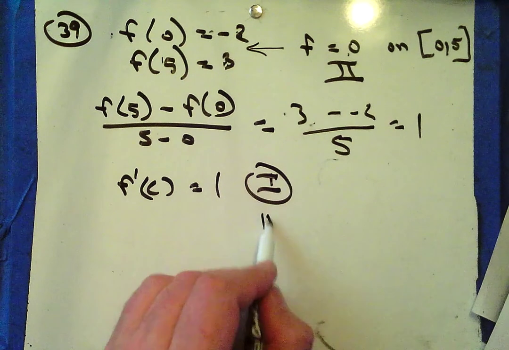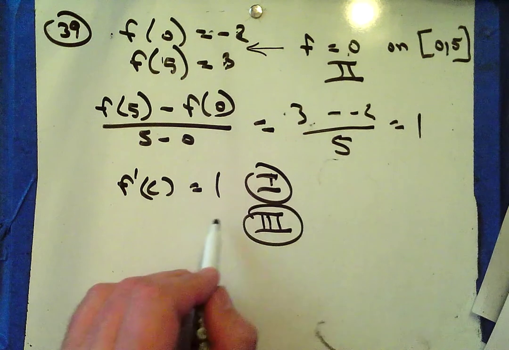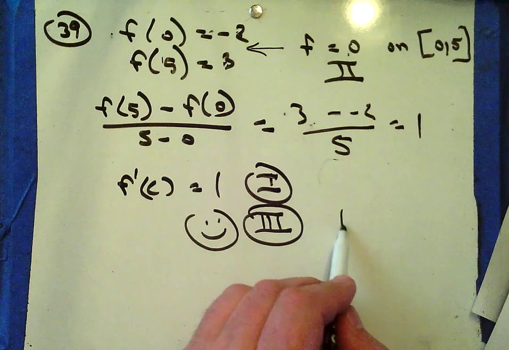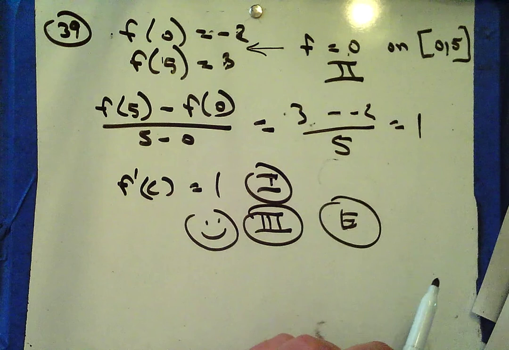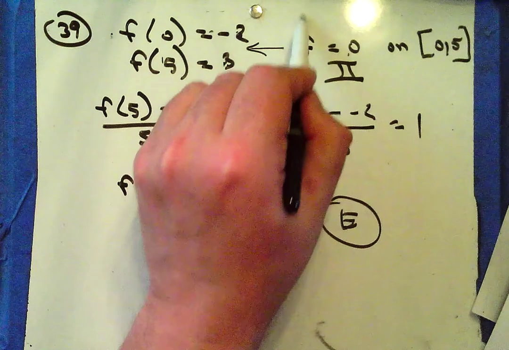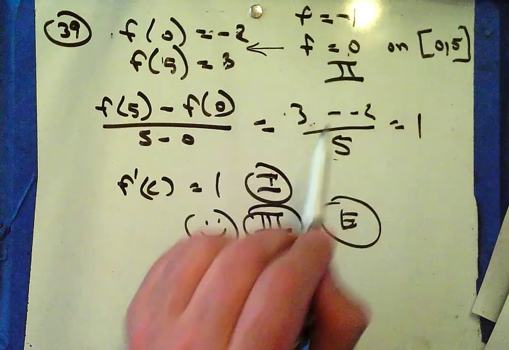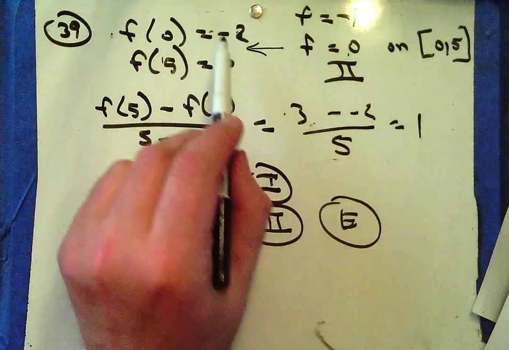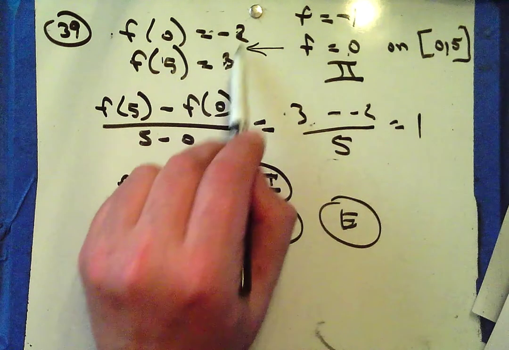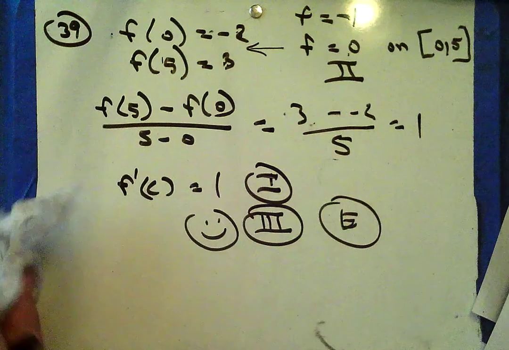Careful. Read and think about all the choices. That one works too. And so we get a big old E here because of IVT. Because of IVT, f has to equal -1 and f has to equal 0. F has to equal all the y values between -2 and +3.